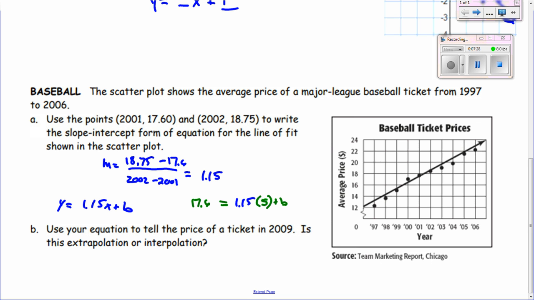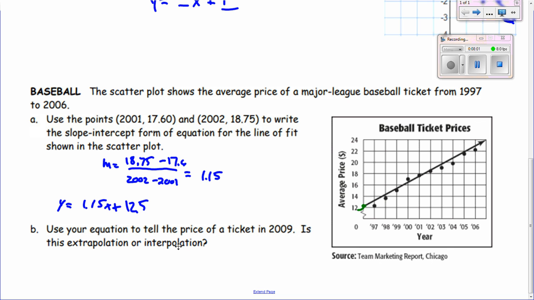So even doing it mathematically is not as accurate as looking at the actual line of best fit here. So let's just go ahead and mark this off at 12.5, and we'll make that our solution. So it's 1.15x plus 12.5.